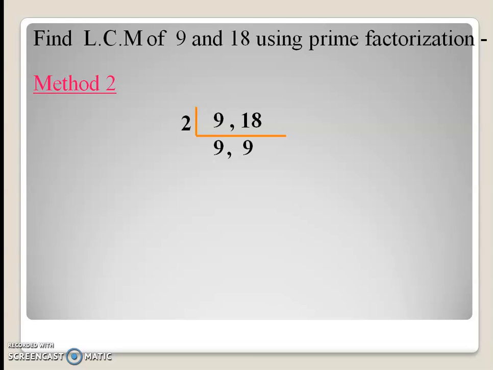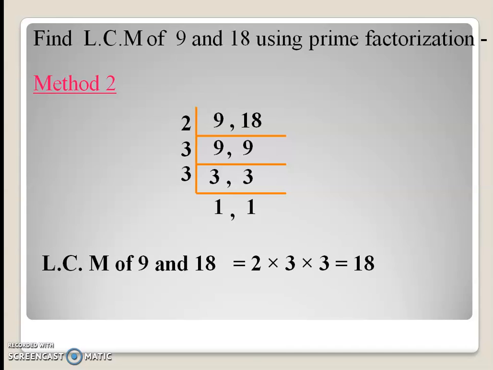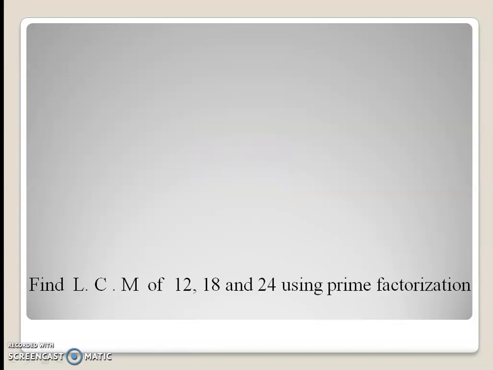Now both the 9s are divided by 3. 3 3s are 9. 3 3s are 9. Now again we will divide it by 3. 3 1s are 3. 3 1s are 3. Now LCM of 9 and 18 is equals to, we will multiply all the factors. 2 times 3 times 3, which gives us 18. Now let's see another example.